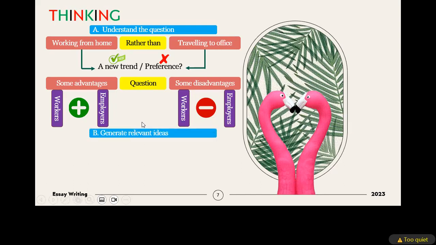Okay, now I need to generate some relevant ideas. What are the advantages? And when you generate ideas, do not write sentences, write only words. Now, because here it has to be very quick. This stage has to be very quick.